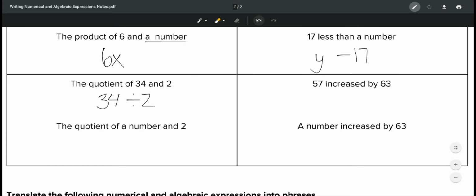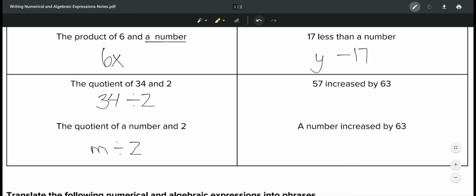Same idea below, but instead I've got the quotient of a number and 2. So that means I can use any variable that I want. I'm going to use Z, or actually I'll use M this time. And I'm still dividing because it still says quotient. And this time I have the number 2 in there at the end. So the quotient of a number and 2 is M, or any variable you want, divided by 2.